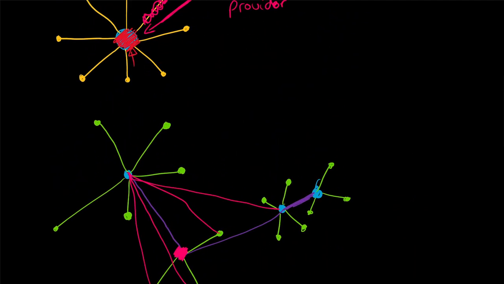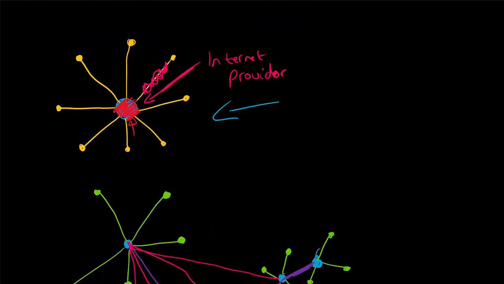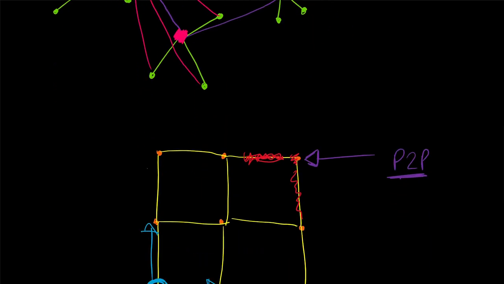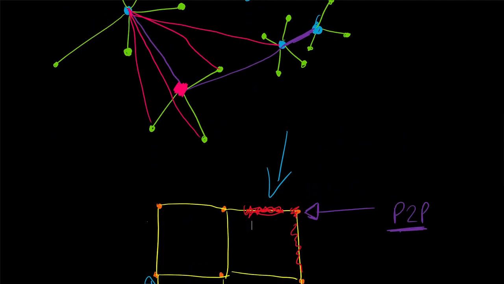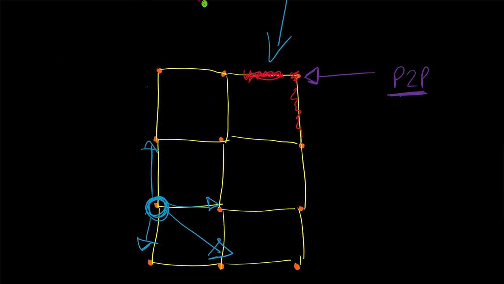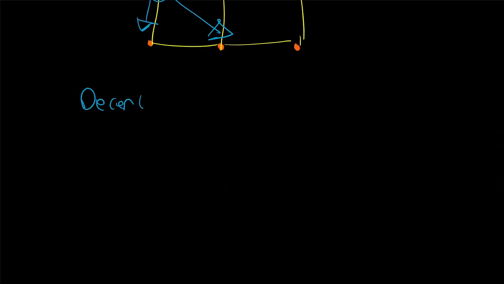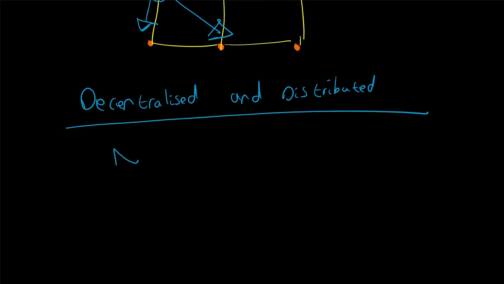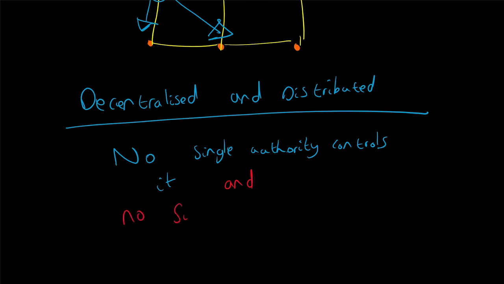So those are the main differences between a centralized network, a decentralized network, and a distributed network. And networks can be more than one of them. So in the case of blockchain, they are both decentralized and distributed. And what that essentially means is no single authority controls it, and no single place processes the information.